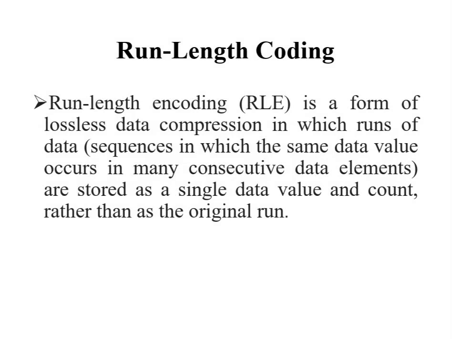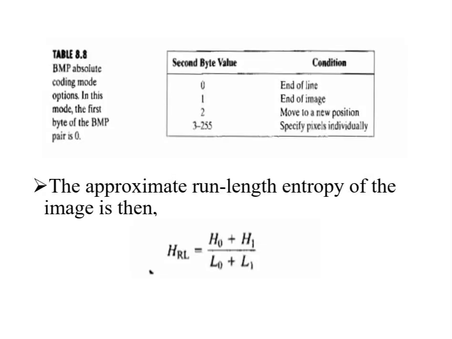An estimate of the entropy of this black run length source, denoted H0, follows by substituting these probabilities into the entropy equation. A similar argument holds for the entropy of the white runs, denoted H1. The approximate run length entropy of the image is then HRL equals (H0 plus H1) divided by (L0 plus L1), where the variables L0 and L1 denote the average value of the black and white run lengths respectively. This equation provides an estimate of the average number of bits per pixel required to code the run lengths in the binary image using a variable length code.